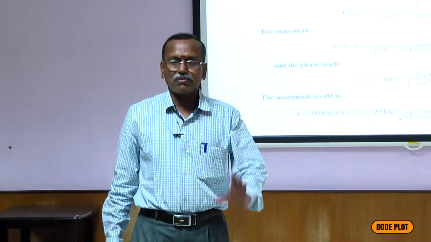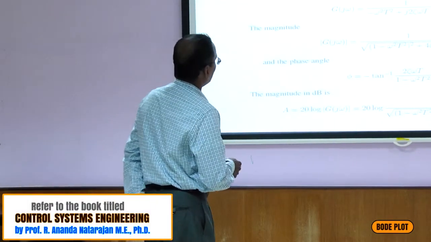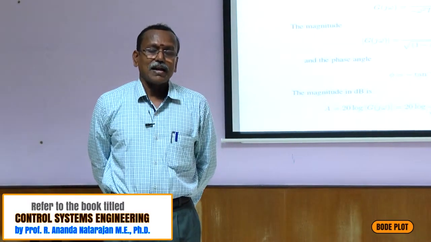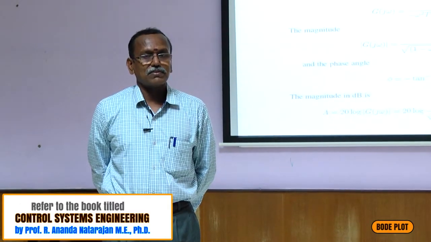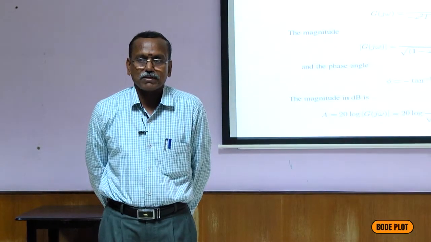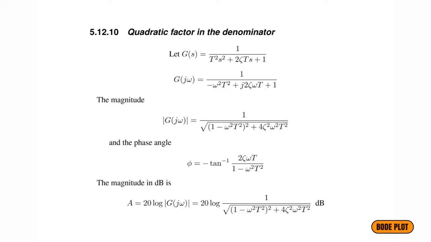Quadratic factor. So what is the asymptotic plot or Bode plot for a quadratic factor? The second order transfer function is given in time constant form. Already we have seen the second order transfer function in natural frequency form, s square plus 2 zeta omega n s plus omega n square in the denominator. That is natural frequency form. Here it is given in time constant form, tau square s square plus 2 zeta tau s plus 1. For that, if you find the sinusoidal transfer function, we got this. If you find the magnitude, what is the real part?